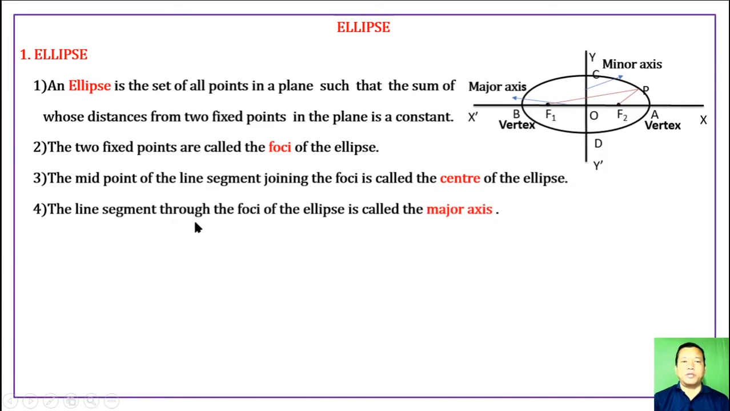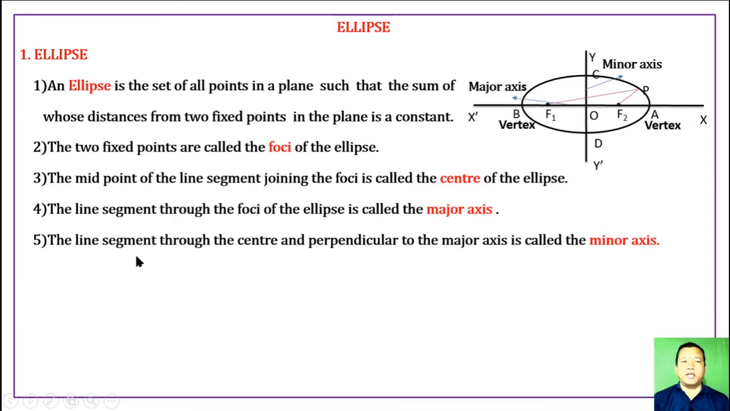The line segment through the foci of the ellipse is called the major axis. The line segment through the center and perpendicular to the major axis is called the minor axis.